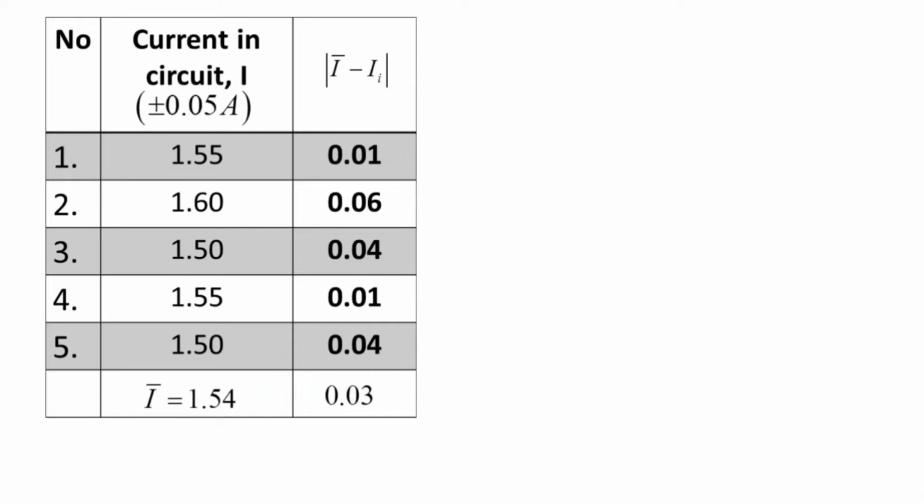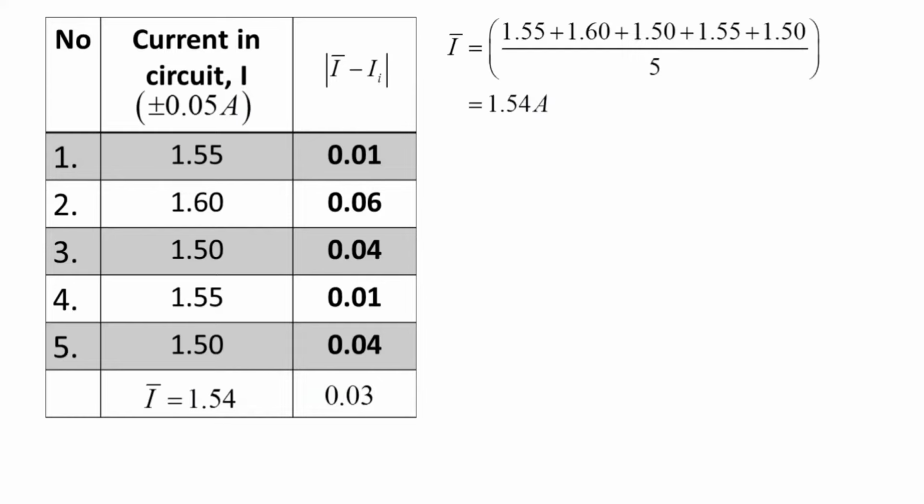First, we calculate the average value of current. We add all the values from the readings and then divide by the number of readings. We get the average value of current to be 1.54 amps. Next, we want to calculate the uncertainty for the measurement. We are going to use this formula.